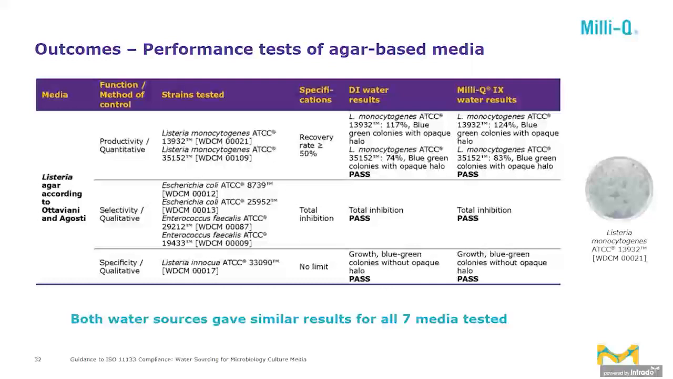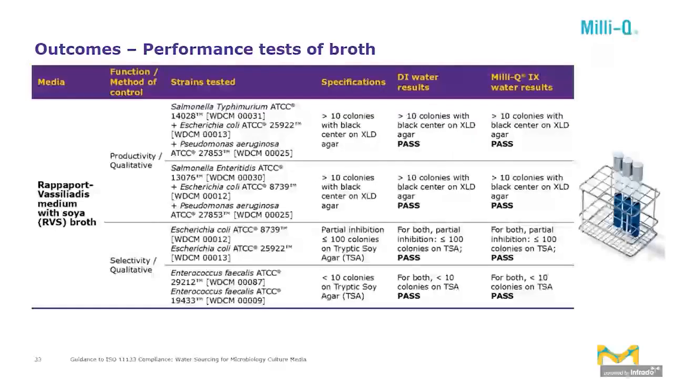The second example is the Rappaport Vassiliadis medium, the so-called RVS broth, for the selective enrichment of Salmonella. Here, for the productivity of this liquid medium, the target strain of Salmonella is tested with two non-target strains inoculated to show the growth of Salmonella, which is inoculated in one tube at a low level. In the same tube, two non-target strains are inoculated, in this case Escherichia coli and Pseudomonas aeruginosa, with a high number of cells.